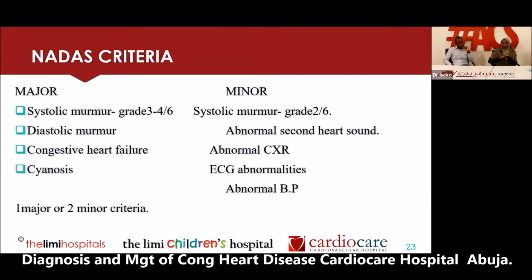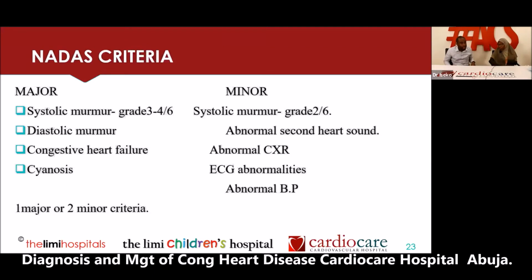A thrill is a palpable murmur. You can feel that vibratory motion when you place your hands at those valvular areas. And then grade 5 is when you are able to pick the murmur with just a part of the stethoscope. Absolutely. Yes, on the chest wall. And grade 6 is when the stethoscope is completely off the chest wall, and you are still able to pick the murmur. So once you have a murmur grade 3 or more, it is one of the major criteria.